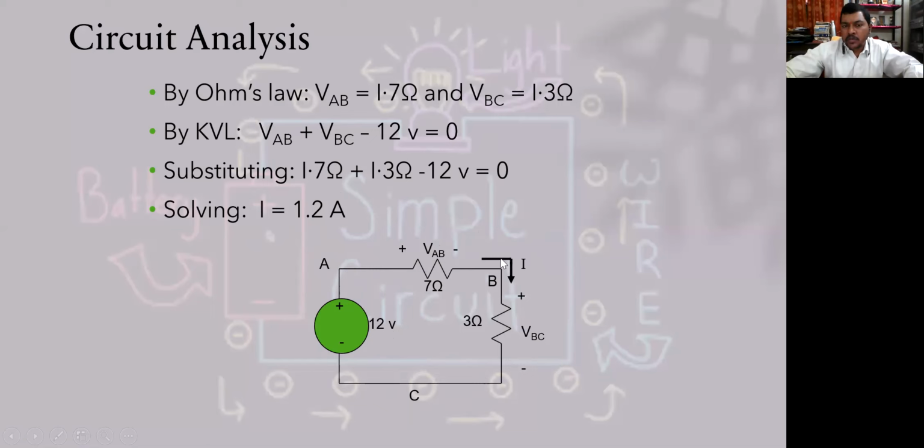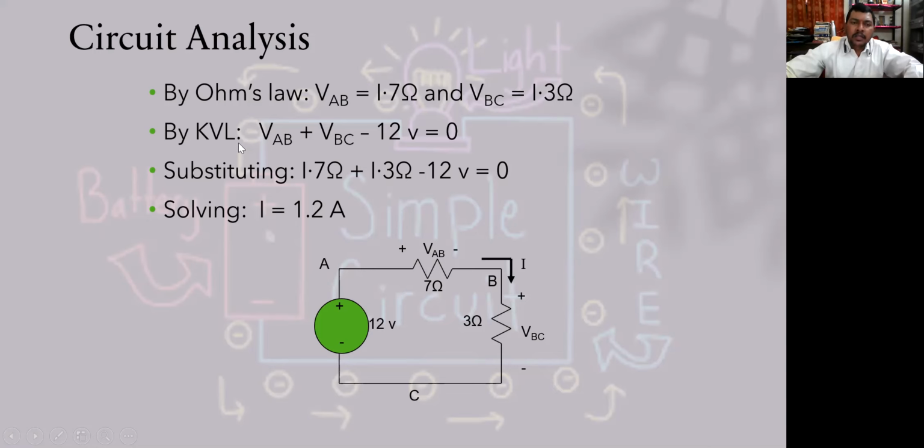In Ohm's law, we calculate 7 plus 3, that is 10. The total resistance is 10 ohms in this circuit, and the voltage is 12. So V equals IR, I equals V by R. V is 12 and R is 10, so 12 divided by 10 will give you 1.2 amperes. This is how we can calculate directly by Ohm's law.